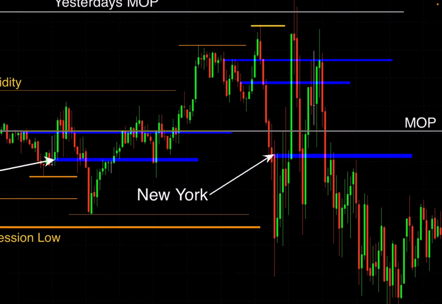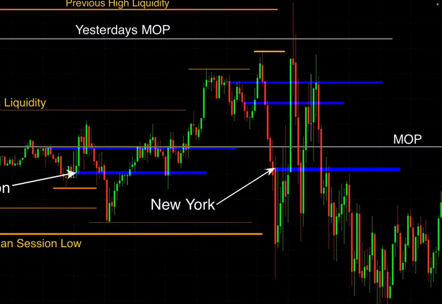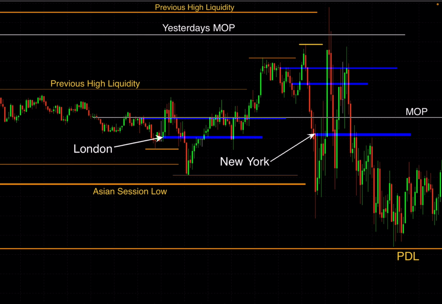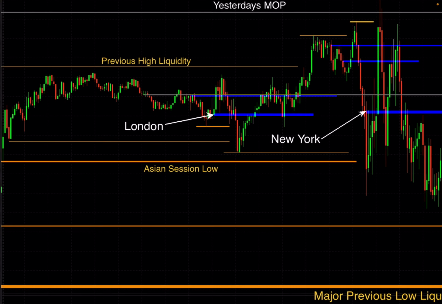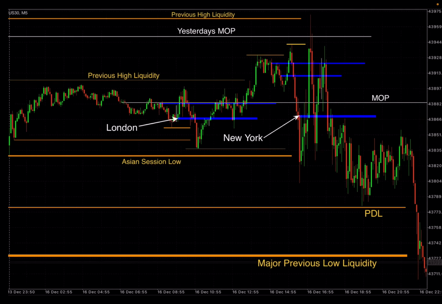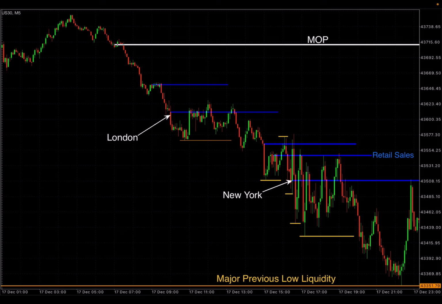Then you move on to the New York session, focus on the liquidity grabs, takes the Asian session high, that's a clear buy, goes all the way up to yesterday's mop, and that confirms a high time frame continuation down, because retesting the mop there is exactly the same as when it retests the mop there. The only difference is this is smaller time frame and this is a higher time frame move. That's why it then continues down for the whole day and the next day.